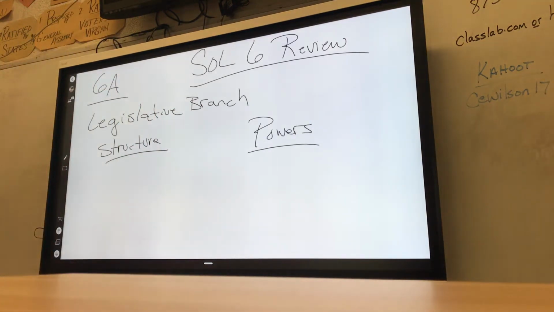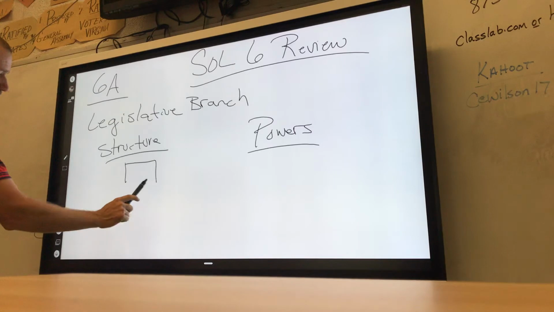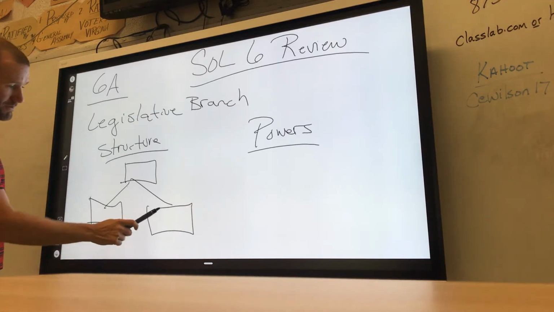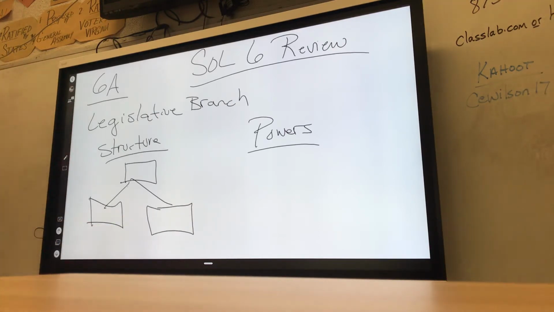This chart will be on the test tomorrow. You will have a chart that looks just like that. You've got two boxes down here. One of these boxes will be blank. The other two will probably be filled in, and you'll have to fill in what needs to go in the blanks. What goes in this blank? Congress.